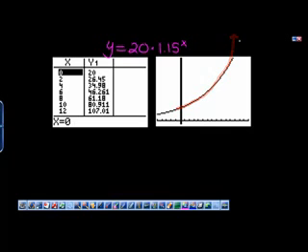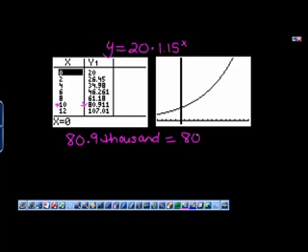The question when we started was, what will the population of the town be 10 years from now? With the table of values here, we can see that the population will be 80.9. Remember that this is 80.9 thousand. So we can write that as 80,900.